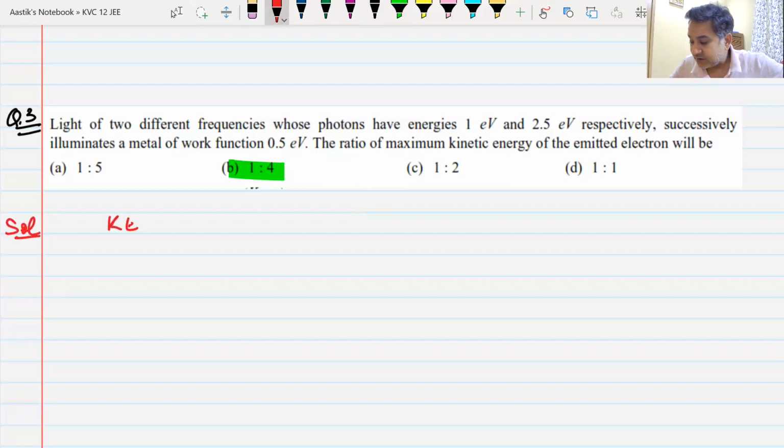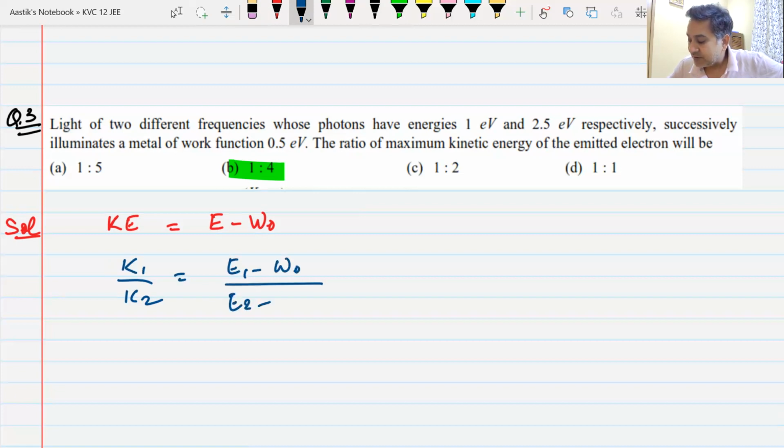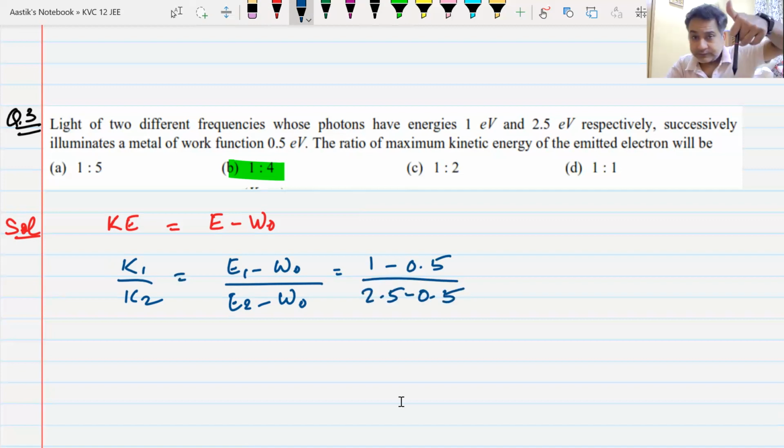Kinetic energy, KE max, can be simply written as energy minus W naught. So if I have to find out the ratio, what am I writing? KE1 by KE2 will be equal to E1 minus W naught over E2 minus W naught. You just put the values. E1 is 1 minus 0.5 divided by 2.5 minus 0.5, and you end up with your answer as 1/4. Everyone got this?